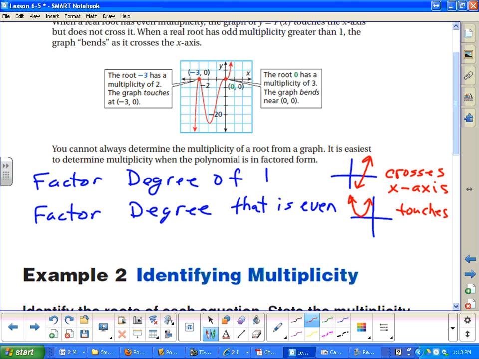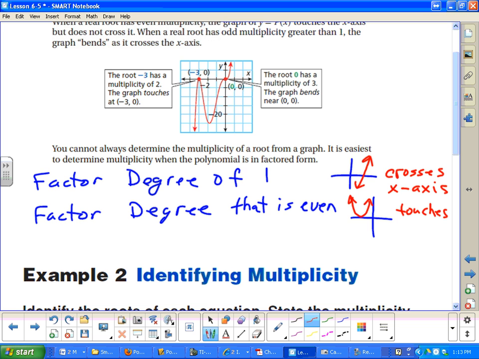Okay, basically it looks just like that, doesn't it? All even powered functions, when you graph them, are going to look like that. X to the 8th will, x to the 10th, and so on. They all look that way. All right, so we've got a factor of degree 1, it crosses the x-axis. We have factors whose degree is even, and it's going to touch the x-axis.